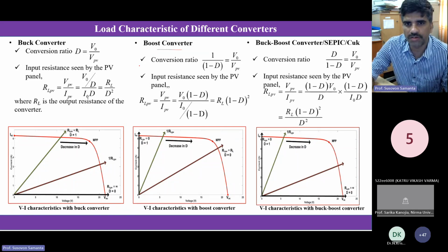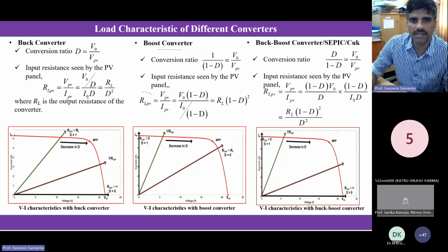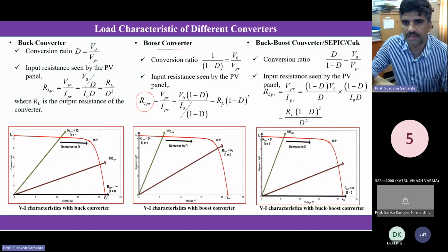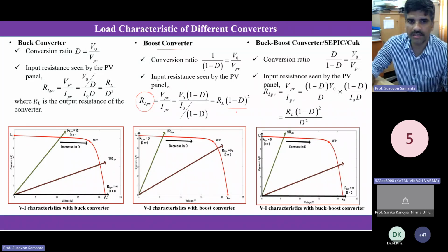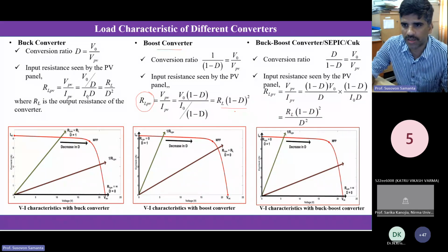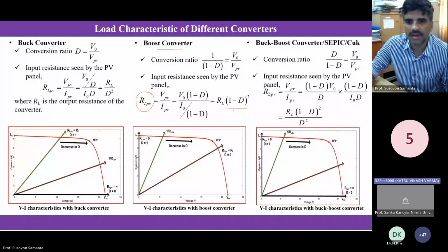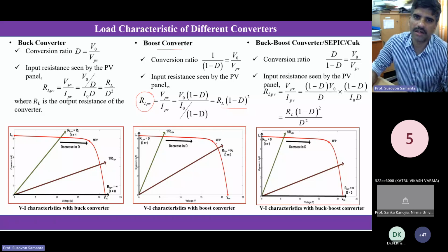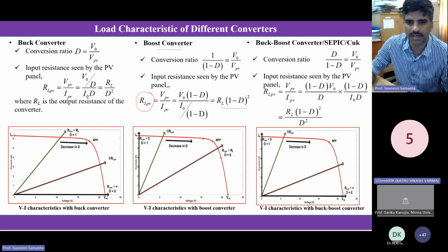I can apply it for a boost converter, and then this is the resistance seen by the PV panel, and the relationship is RL into (1 minus D) square. Now again, we can go from D equal to 0 to 1 only. And for D equal to 0, we will get RL. And depending on the value of RL, it may be here, or here, or here, this crossing point.